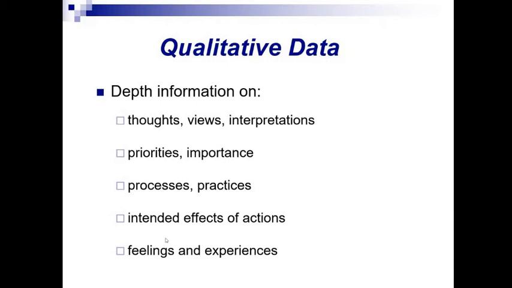The fourth one would be intended effects of action. So this is where we actually use qualitative data to see the effects of certain actions. Like say, for example, if you implemented a particular intervention among your participants or your students, a teaching intervention, and from your quantitative data, you have found out that it's effective. Now, what you need to do is to dig deeper in terms of why it is effective, right?